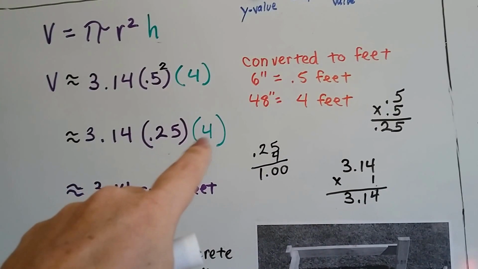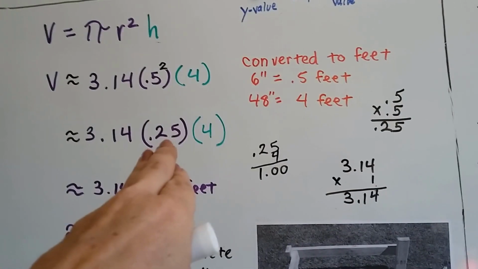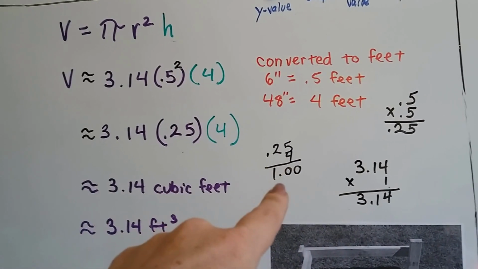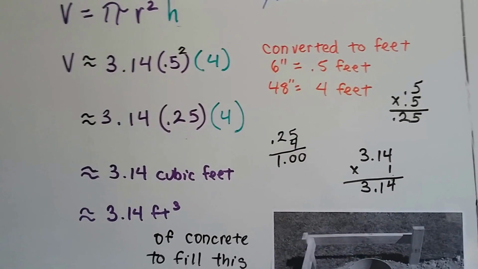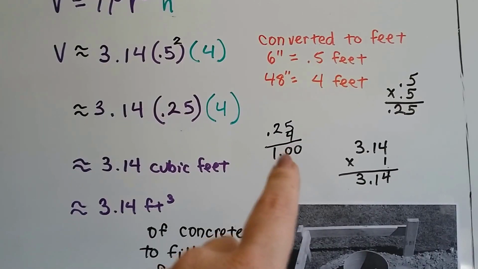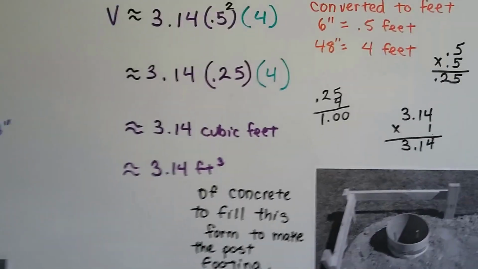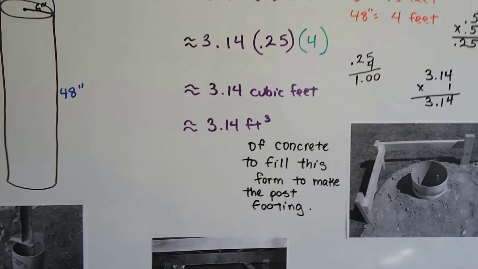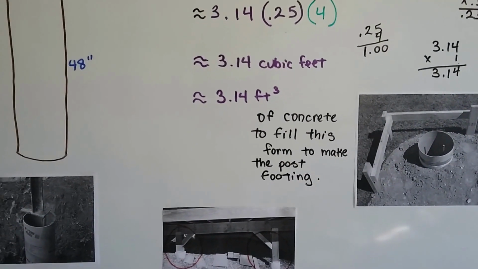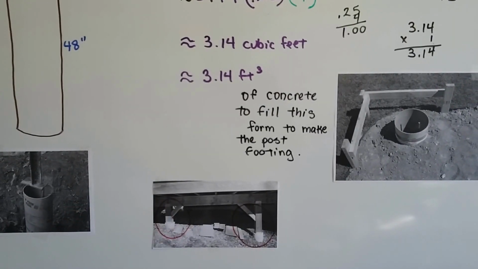Well, this 0.25 times 4 is sort of like 4 quarters and $1. Okay? If you have 4 quarters, you have $1, don't you? The 0.25 times 4 is 1. So now we need to multiply 3.14 times 1. And it's 3.14. That's how many cubic feet we need. See? He's going to need approximately 3.14 cubic feet of concrete to fill this form to make his post footing.